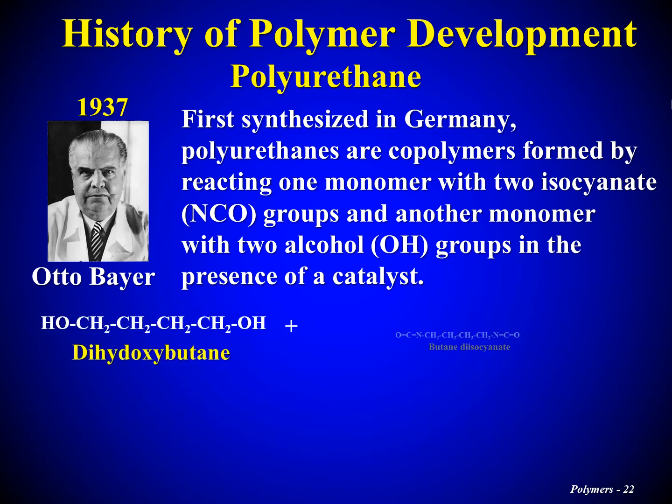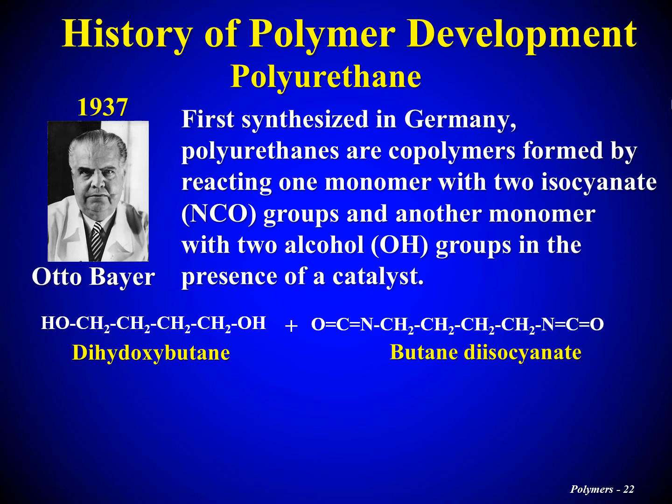A hydroxy group has an oxygen atom bonded to a hydrogen atom. The formula for a dihydroxy group compound is shown on the left in the diagram. An isocyanate group has a nitrogen atom double bonded to a carbon atom, which is also double bonded to an oxygen atom. The formula in the right of the diagram shows a diisocyanate compound.